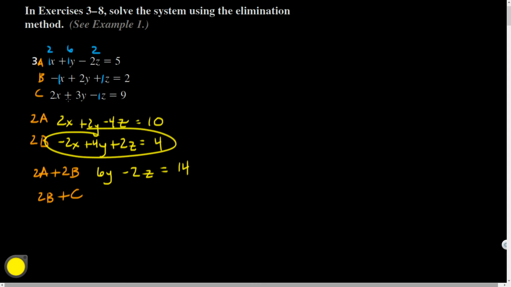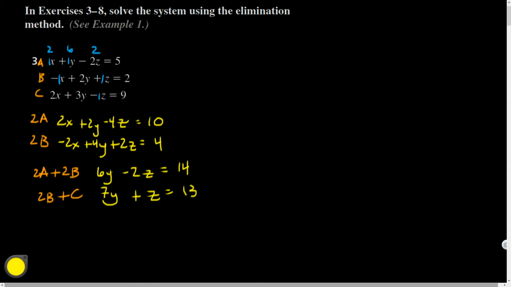Then taking 2B and combining with C, the x's cancel out. 3y and 4y is 7y. And let's see, what am I adding? This is why labeling is so important, because I could easily get lost. These combine to be a single z. And 9 and 4 combines to be 13.